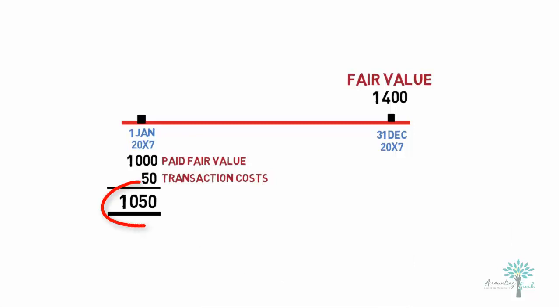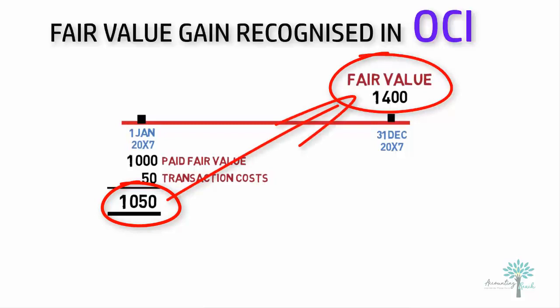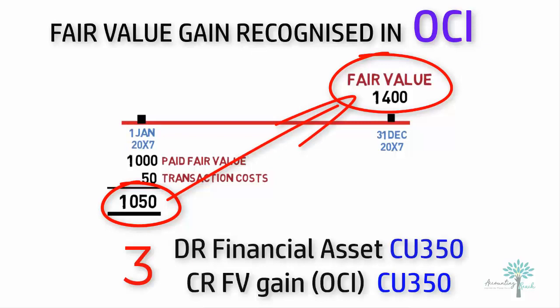The carrying amount at year end is now 1,050 currency units. The fair value is 1,400 currency units. And so there has been a fair value gain which will be recognized through other comprehensive income of 350 currency units. Take a look at how this adjustment flows through the financial statements.